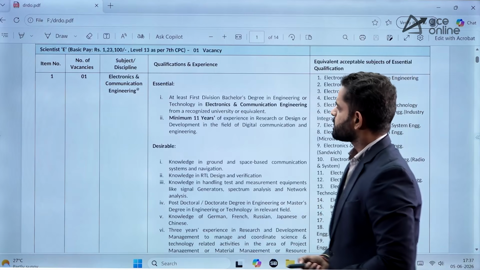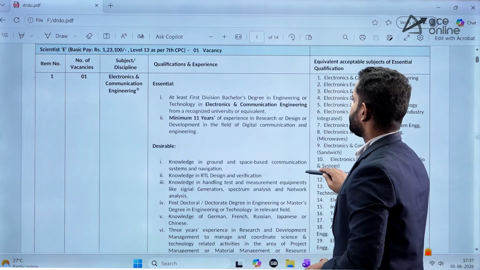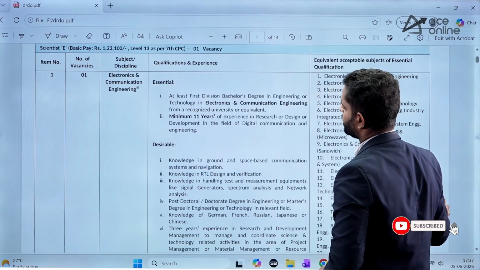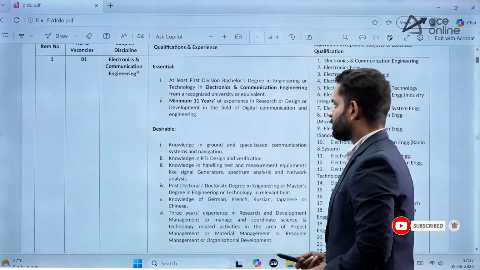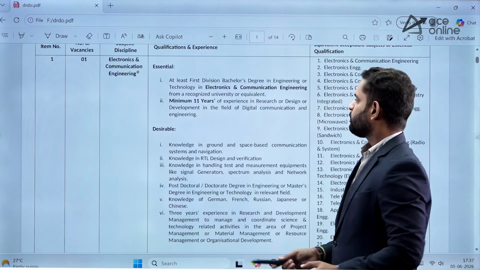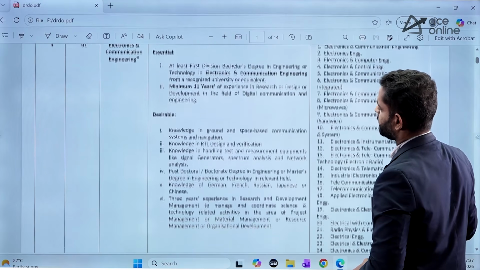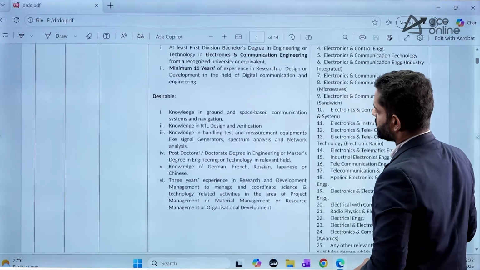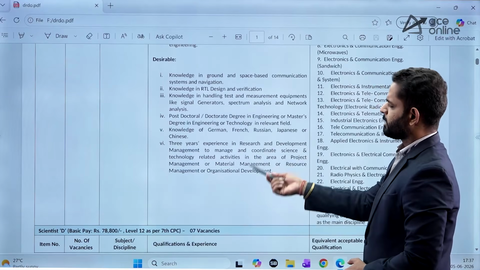Here the essential qualification is at least a first division bachelor's degree in engineering or technology in electronics and communication engineering from a recognized university or equivalent, and minimum 11 years of experience in research and design or development in the field of digital communication engineering required. Desirable qualifications are also given.